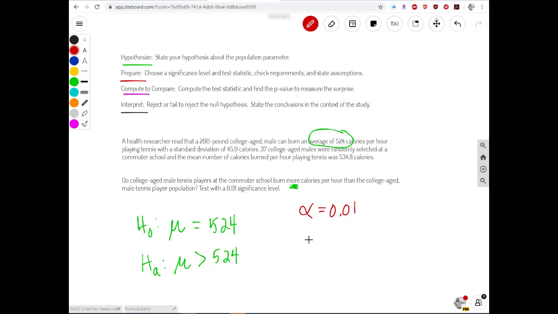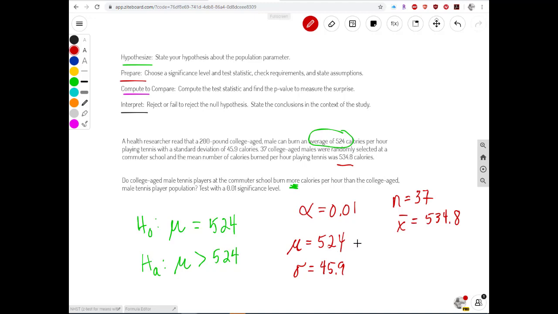All right. So the other thing that I need to write down is how many people in my sample, 37. And I need to write down what my sample mean was, which was 534.8. That information is right here. I'm going to go ahead and write my population mean and the population standard deviation, which is 45.9. Okay.